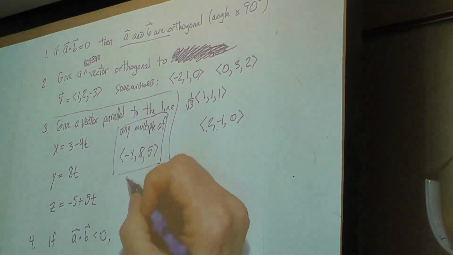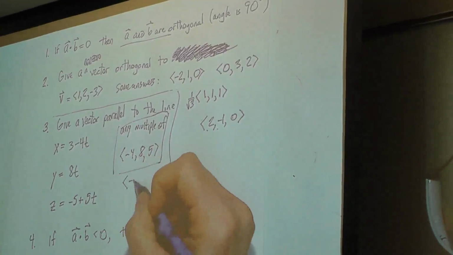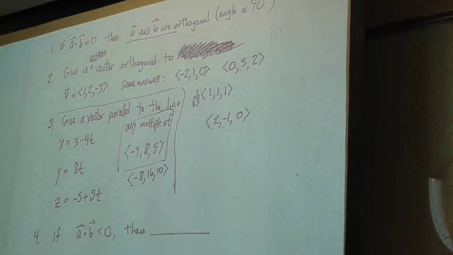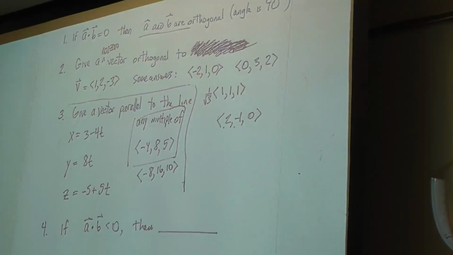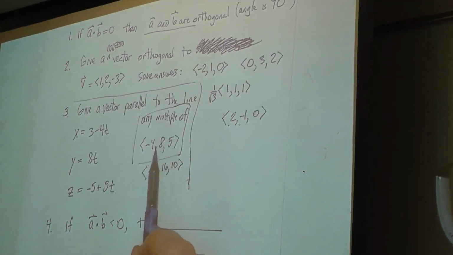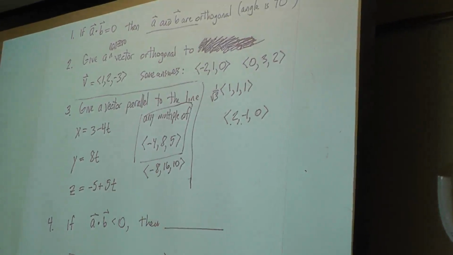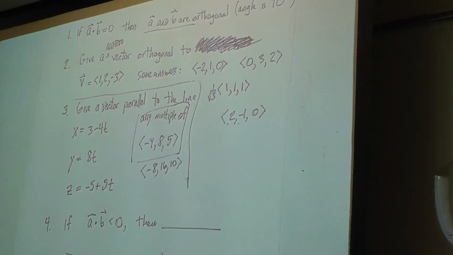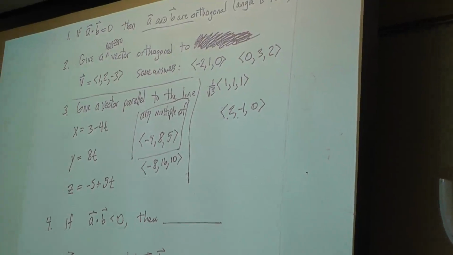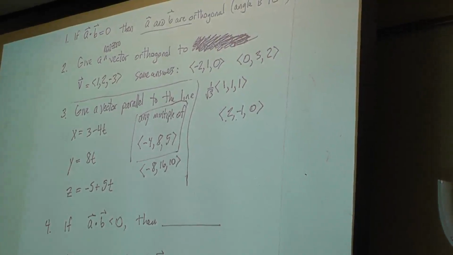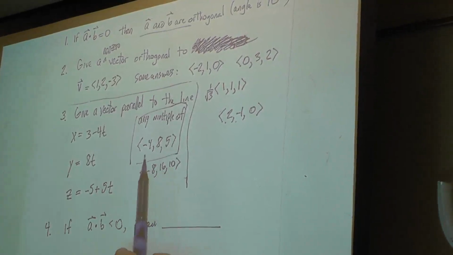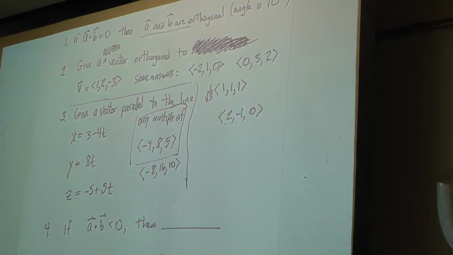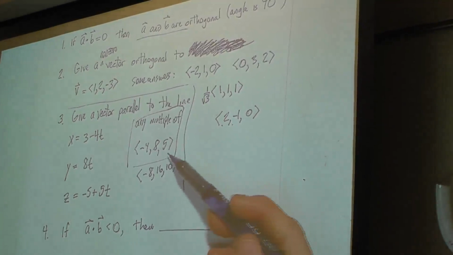So you could give -8, 16, 10, and that would be perfectly acceptable. It's just any multiple of this. It's going to be a vector parallel to my line. If you were asked to make it a unit vector, you would divide by its magnitude, whatever square root of 4 squared plus 8 squared plus 5 squared is. Okay?